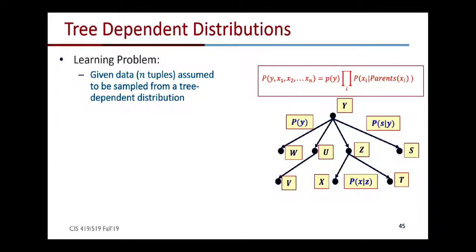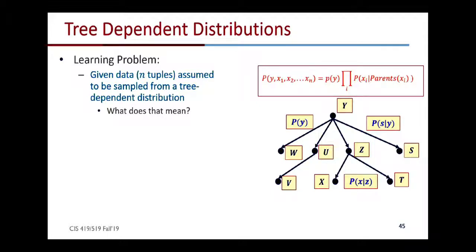Given data, n tuples, assumed to be sampled from a tree-dependent distribution. Okay, so that's actually a big statement here. What does that mean? That I'm assuming that my data came from a tree-dependent distribution. So what is the process that you have in mind when I tell you, here is data, it's been sampled from a tree-dependent distribution? How would you sample? Let's assume that you do have a tree-dependent distribution. How would you sample data from it? Yeah? First sample y, given the distribution for y, and I sample all the children of y using the conditional distribution which I already know.